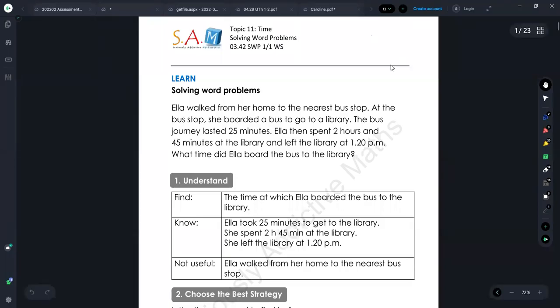Hello teachers, this is the instructional guide for Primary 3, Term 3, Week 11, okay?